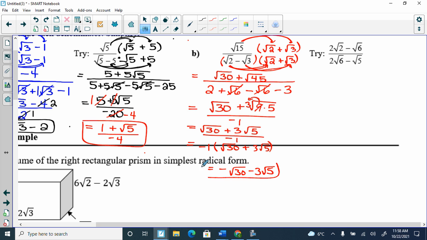Okay, what's the difference between this one and the last 3? The top is actually a binomial, so not only will we have to FOIL the bottom, we're going to have to FOIL the top. But does it make our decision at first what we do different? No, we have to multiply by the conjugate, right, Kate? Yeah. So we have 2 root 6 minus root 5, and we have to multiply by 2 root 6 plus root 5.